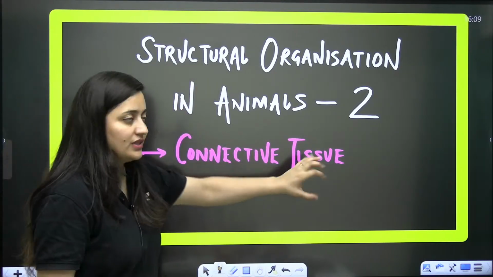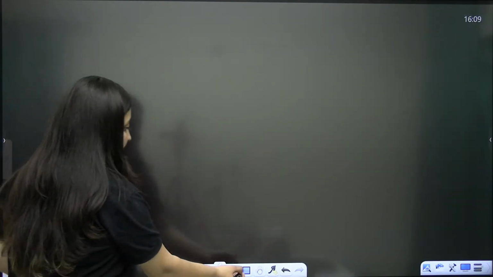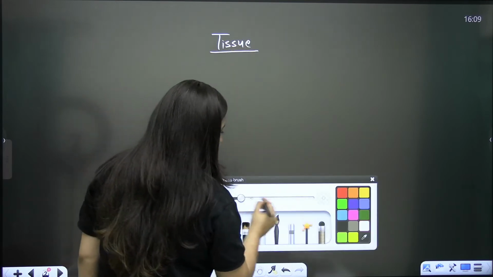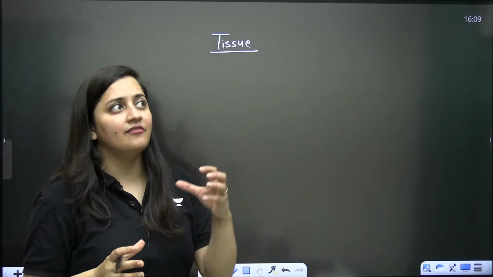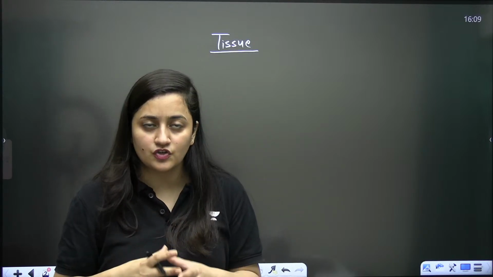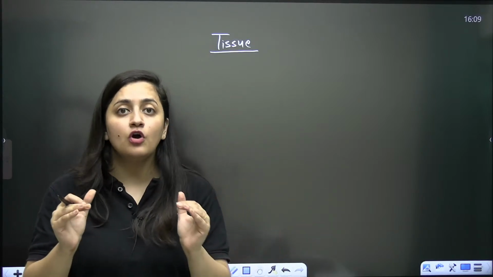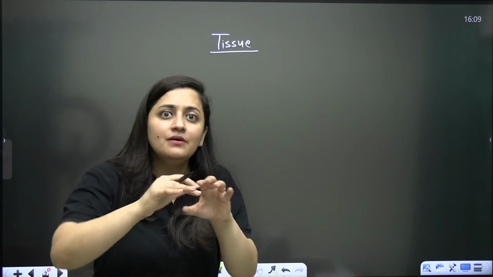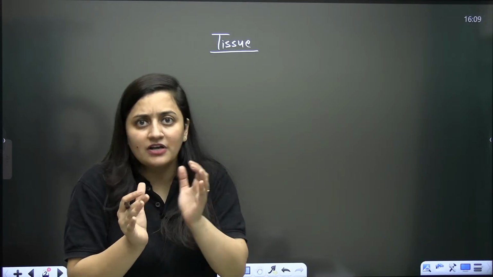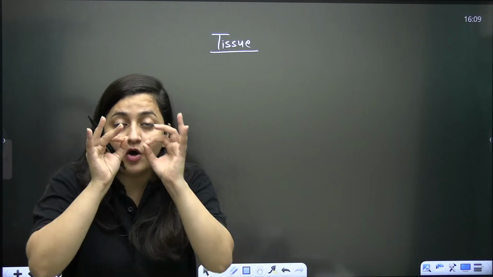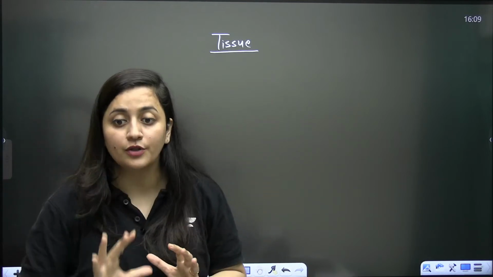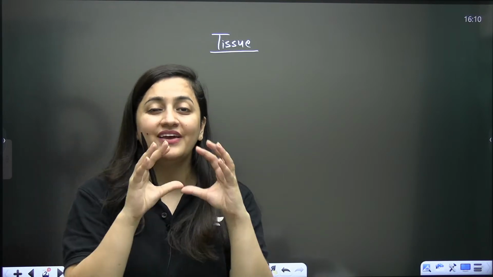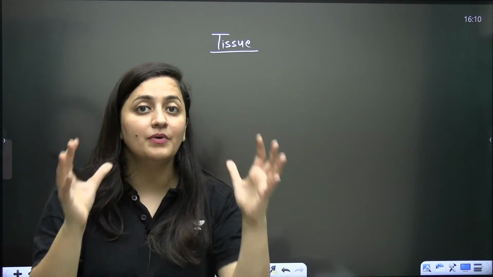Today we are going to start with the connective tissue. But before that, let me tell you one thing. You know what tissue is? Tissue is the group of cells having similar structure, similar function and the same origin. The structure of the cells making the tissue can vary, maybe similar, maybe dissimilar. Even function can be the same or not the same, but the origin is always going to be the same. This is what you need to keep in your mind: the origin will always be the same when you are talking about tissue.